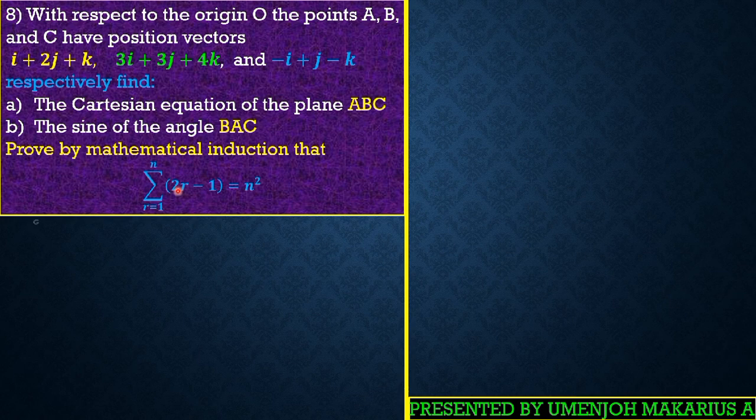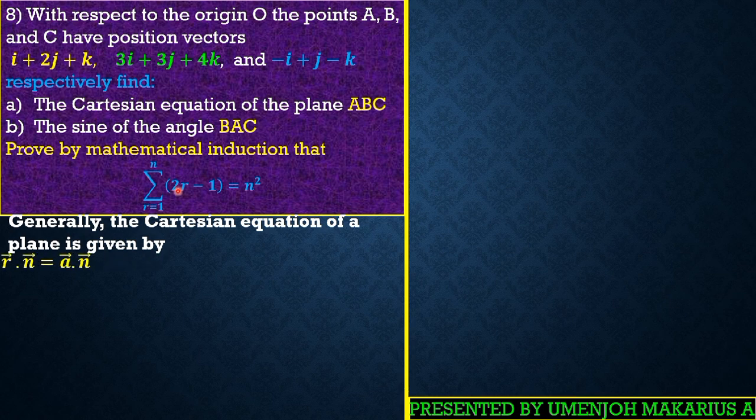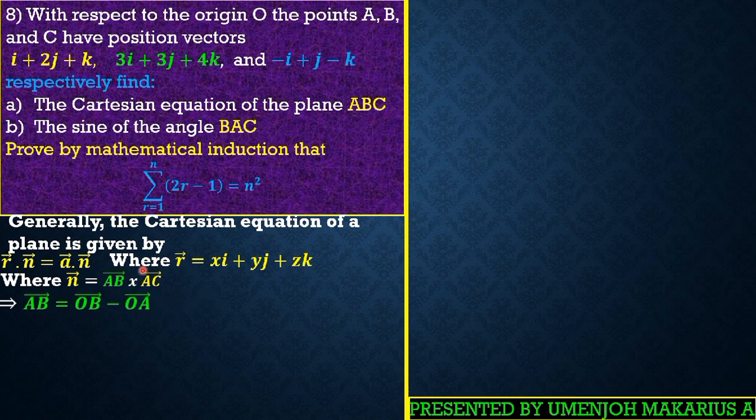To get the Cartesian equation of the plane ABC, it simply has the form r dot n being equal to a dot n, where r in this case is simply the vector xi plus yj plus zk. n is a normal to that plane. Then, friends, a is any fixed point. The normal to that plane is given as AB cross AC. Now, to get the vector AB, we are going to have OB minus OA. These vectors are with respect to the origin, so this automatically is OA, this is OB, and this is OC.